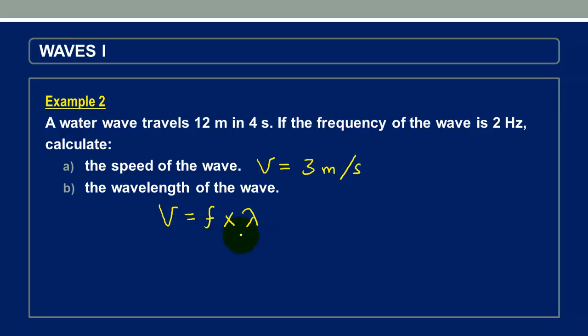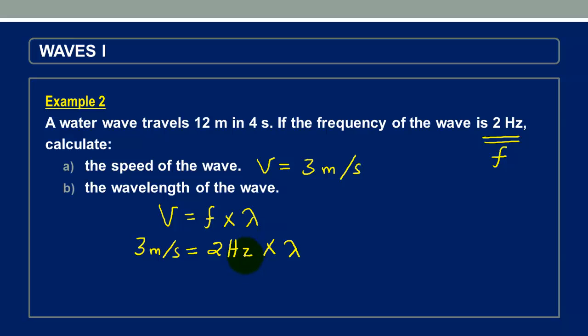So in part B, we needed to calculate wavelength because we know the speed and we know the frequency. By the way, the frequency is just 2 Hz. And the speed, we have worked it out as 3 meters per second. So we can go right ahead and substitute here, and we find that the speed is 3 meters per second. The frequency is 2 Hz times the wavelength. Now, something else that I need to point out about frequency.